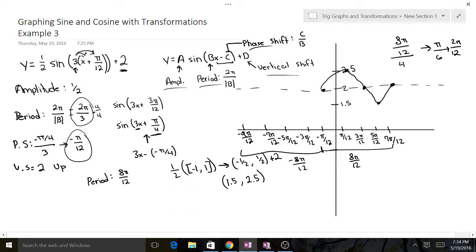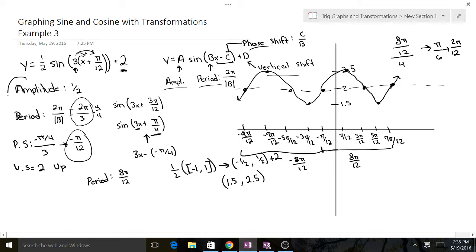And then we're going to do the same thing here. Start by going down. Negative 3 pi over 12, 1.5. Then we're going to go back up to that midline. All the way back up to 2.5. All the way back down. So it's going to go like this. Right there. It's going to continue forever. This one's going to continue forever too. So there we have our graph.